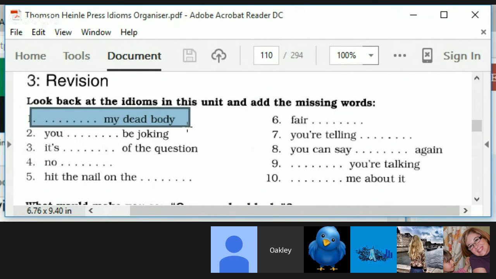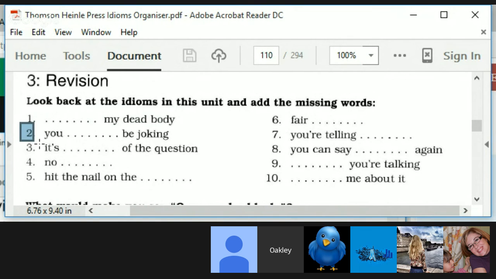Over my dead body. Very good. Have you ever said "over my dead body"? It might be in my language, not in English, of course. Okay, it's a very strong reaction. Over my dead body. It's pretty strong. Very good.